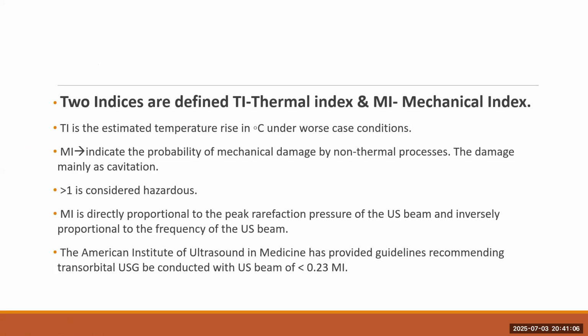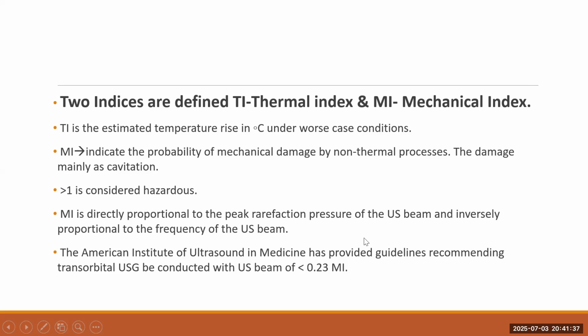So this is what I was talking about: two indices, the thermal index and the mechanical index. TI is the estimated rise in temperature in degrees centigrade under worst case conditions. And MI indicates the probability of mechanical damage by non-thermal processes, that is damage mainly due to the cavitation process. More than one is considered hazardous. MI, as again told, is directly proportional to the peak rarefaction, that is how much of the waves get reflected or transmitted, and inversely proportional to the frequency of the ultrasound beam.